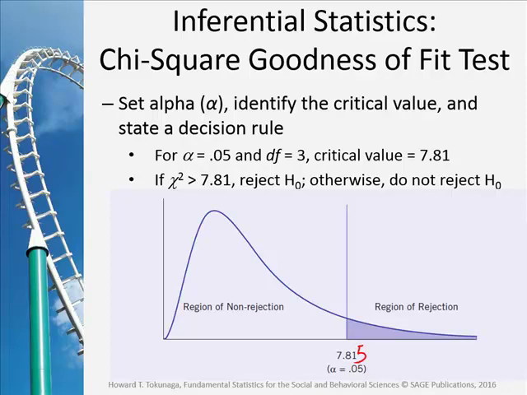So for an alpha of 0.05 with 3 degrees of freedom, the critical value is 7.815. If our chi-square is greater than that number, we can reject the null hypothesis. Rejecting the null says that what we observed is not what we expected.